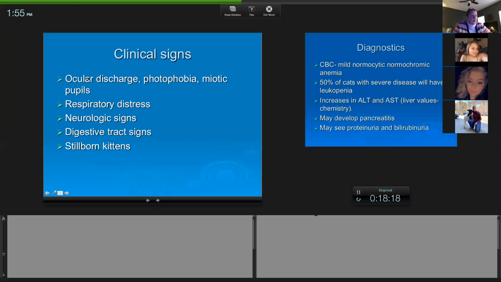What you can start to notice is they have an ocular discharge and photophobia and miotic pupils, which is kind of like where they constrict. Now, if you think about uveitis, and I don't know if in one of your other classes you talked about eye diseases, but uveitis is inflammation of all those inner sensitive structures of the eye. And photophobia means you don't want to look at the light.